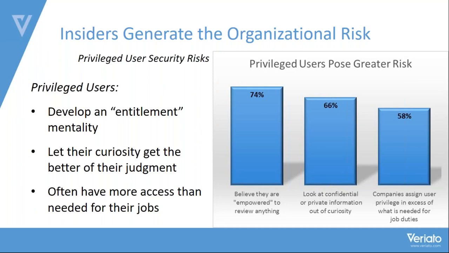Continue on. 91% predicted the risk of insider threats will continue to grow or stay the same. Less than 40% agreed that malicious insiders would use social engineering to obtain privileged user access, right? 70% of both groups think it's very likely that privileged users believe they're empowered to access all the information they can view. They think because they're a privileged user that they can read anything they want to read.